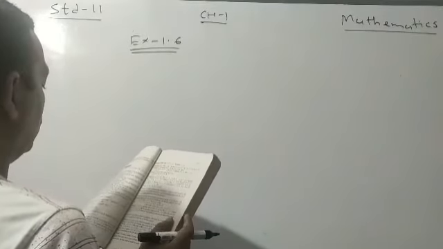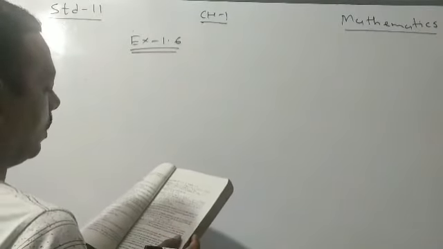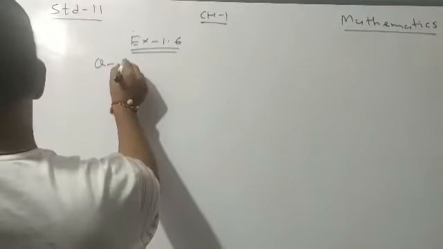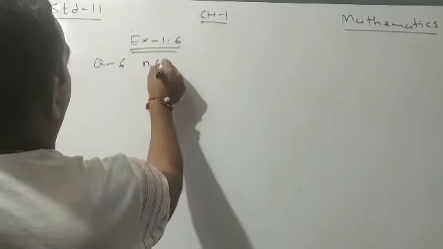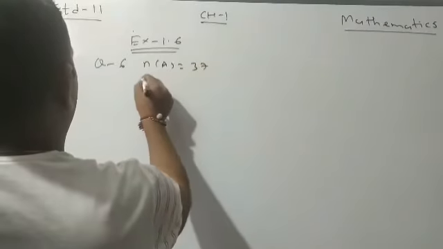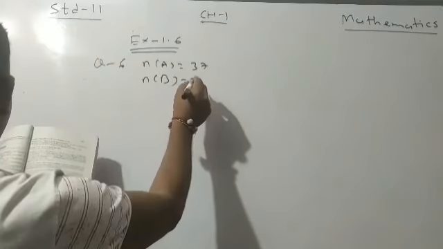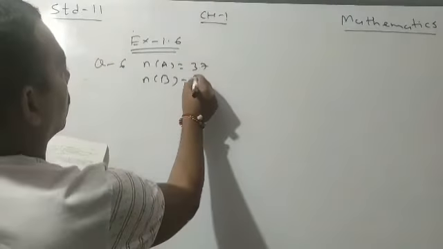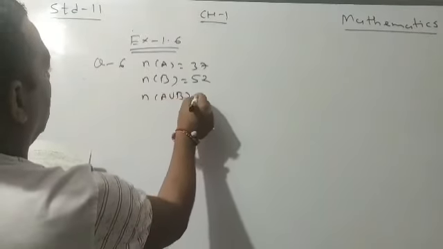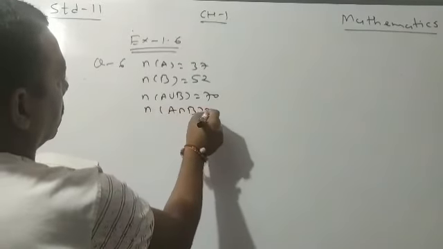Sixth question: in a group of 70 people, 37 like coffee, 52 like tea and each person likes at least one of the two drinks, means A union B is equal to 70. How many people like both coffee and tea? Now see in question number 6, N of A, who like coffee, is given 37. Then N of B, who like tea, is 52. And N of A union B is given 70 and you have to find N of A intersection B.